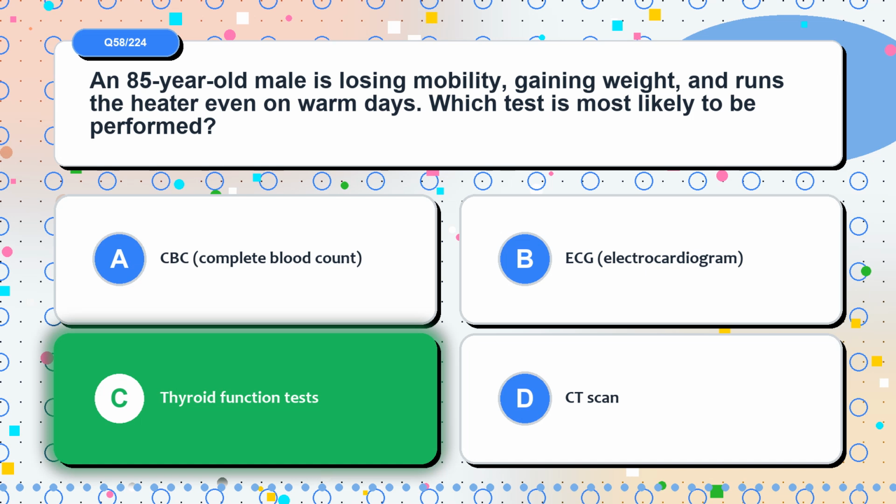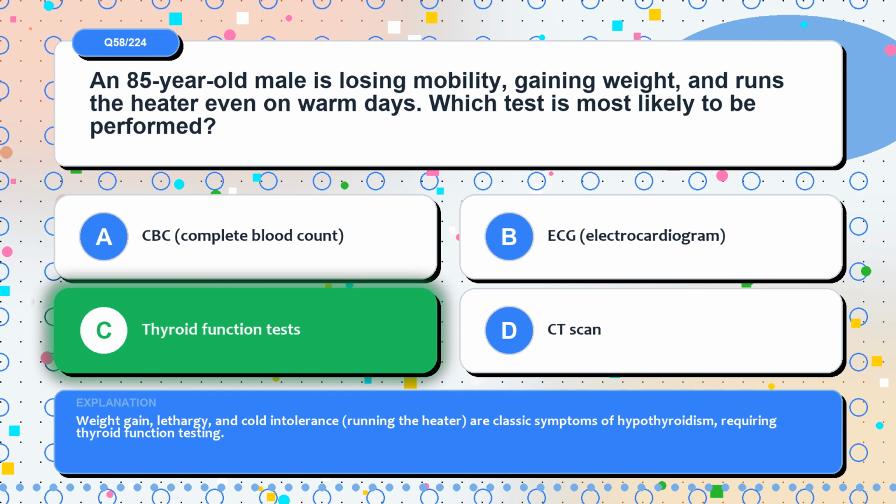The correct answer is option C, thyroid function tests. Weight gain, lethargy, and cold intolerance, running the heater, are classic symptoms of hypothyroidism, requiring thyroid function testing.